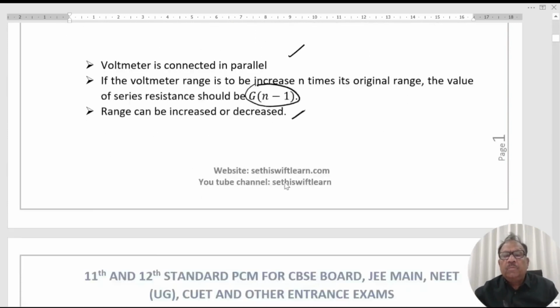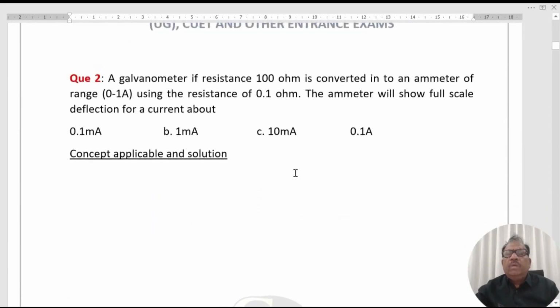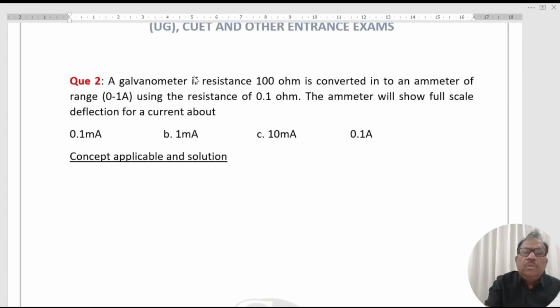Now, next question. A galvanometer of resistance 100 ohm is converted to ammeter of range 0 to. Given is galvanometer resistance 100 ohm.